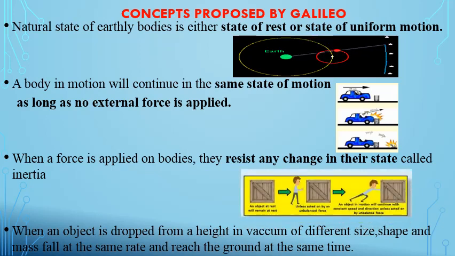The third one is a body at rest. If we give any force, it resists the change in its state. So that is inertia. The fourth one: when an object is dropped from a height in a vacuum, objects of different size, shape and mass reach the ground at the same time. So these are all the concepts proposed by Galileo.